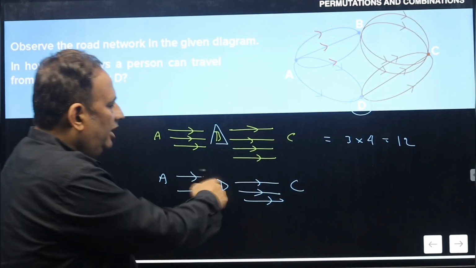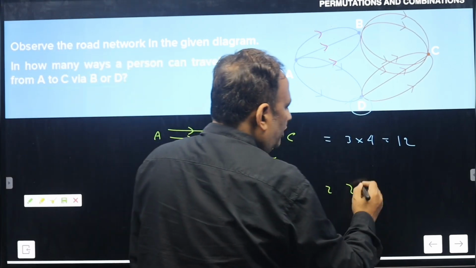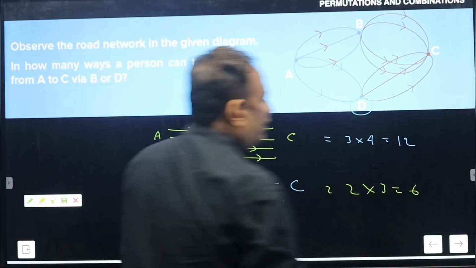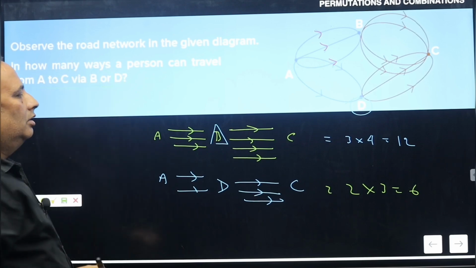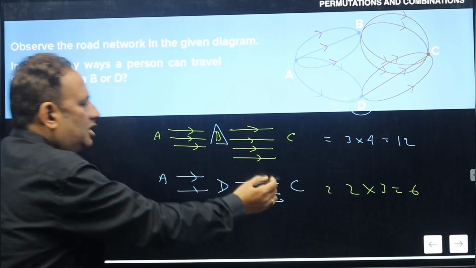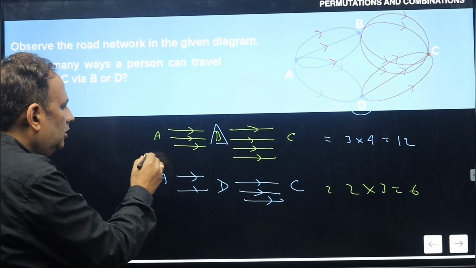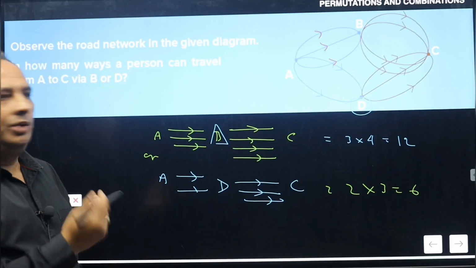Now A to C via D. This is 2 ways and here 3 ways. So here also we can say 2 into 3, 6 ways. Now what do you have to do? You see, this is the word OR. We can go from A to C via B or A to C via D. So for OR, you have to use the addition rule.